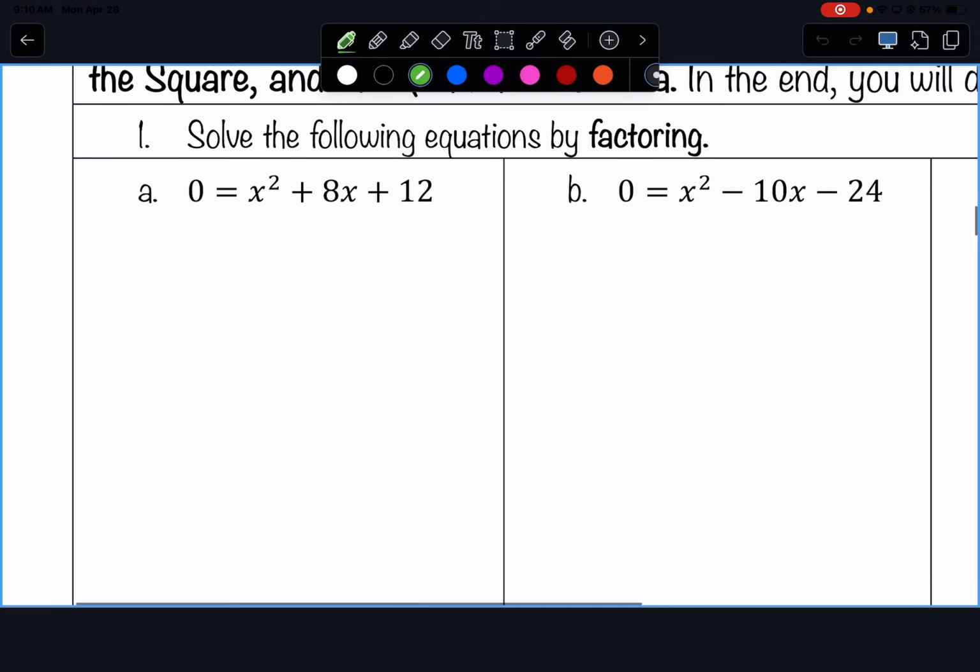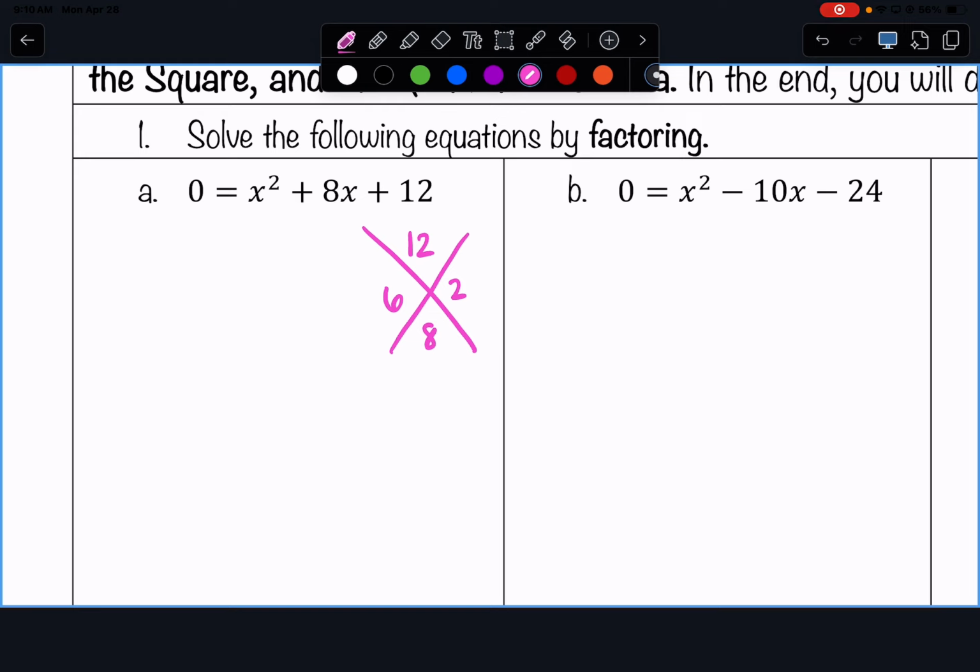All right, so for 1A, we have to solve it by factoring. We're going to solve this entire section by factoring to kind of recap how to do that. So first things first, what is A times C? What is B? 8. What multiplies to give us 12 but adds to give us 8? 6 and 2. Okay, can I use the shortcut for this one?